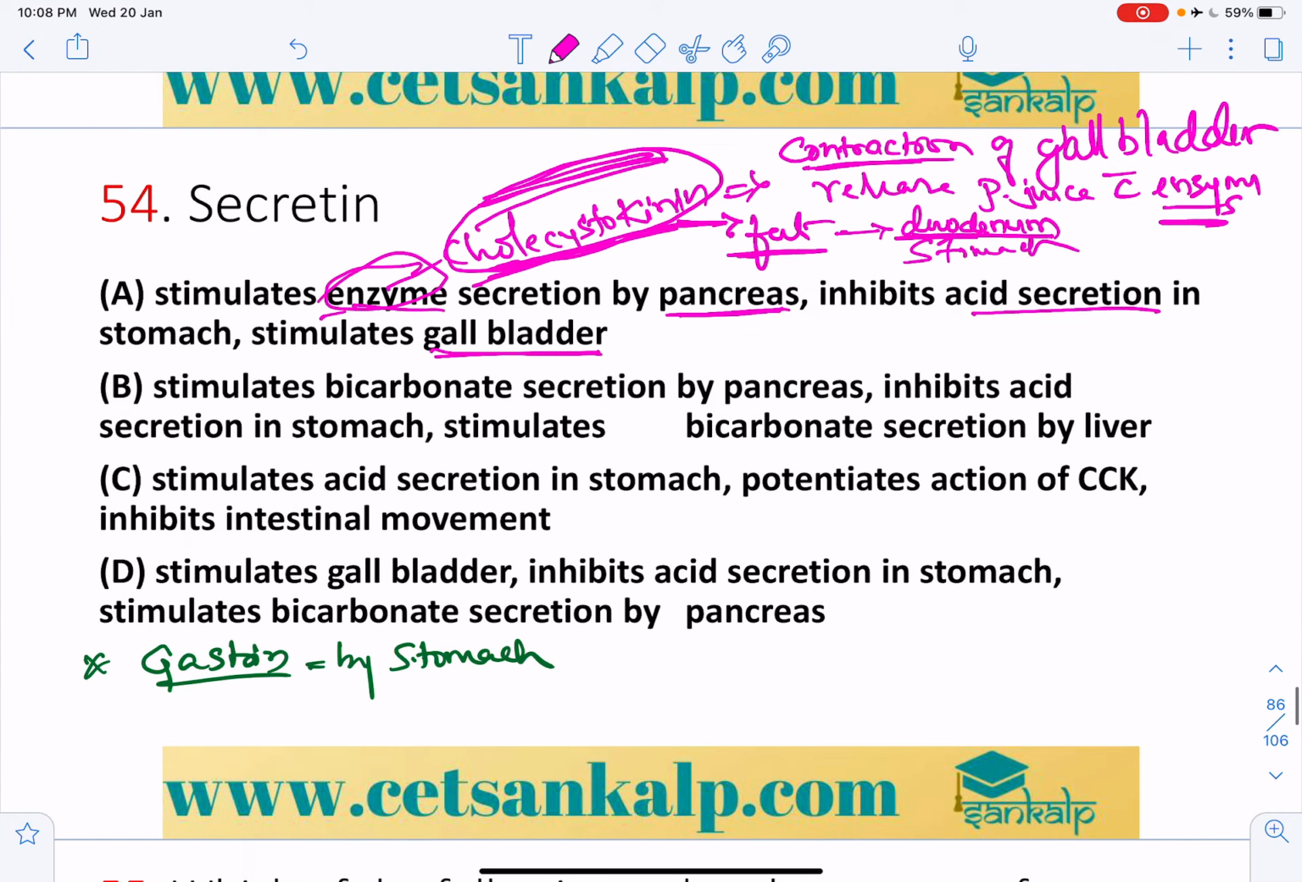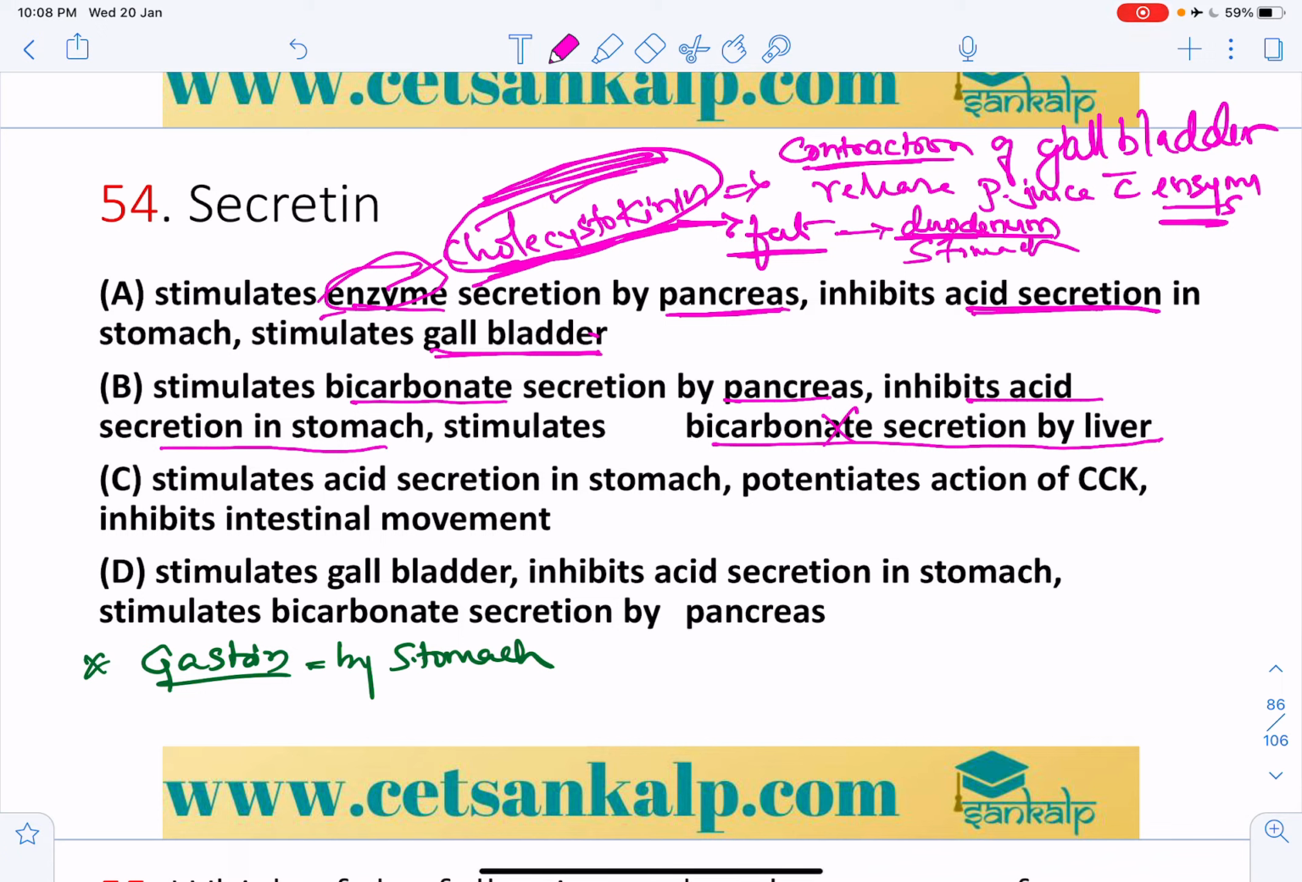So, stimulating the enzyme is cholecystokinin; inhibiting the acid secretion in the stomach is enterogastrone. Stimulating the gallbladder is also cholecystokinin. Secretin stimulates bicarbonate secretion by the pancreas and inhibits the acid secretion in the stomach. No, it is not bicarbonate from the liver, that is bile juice secretion.